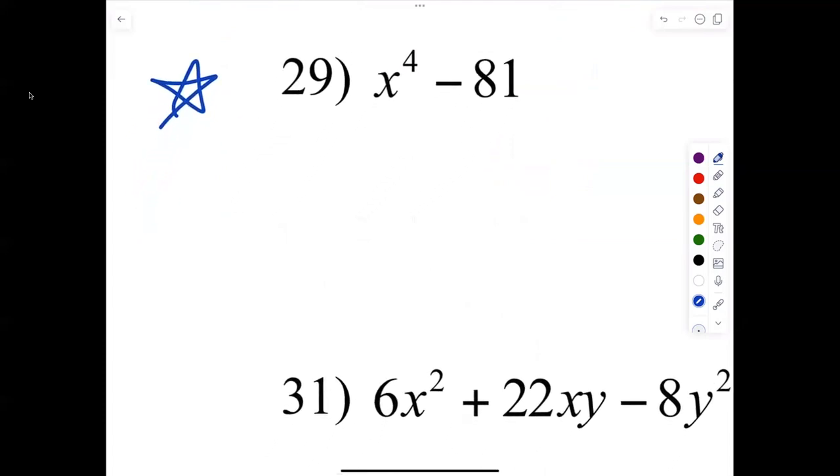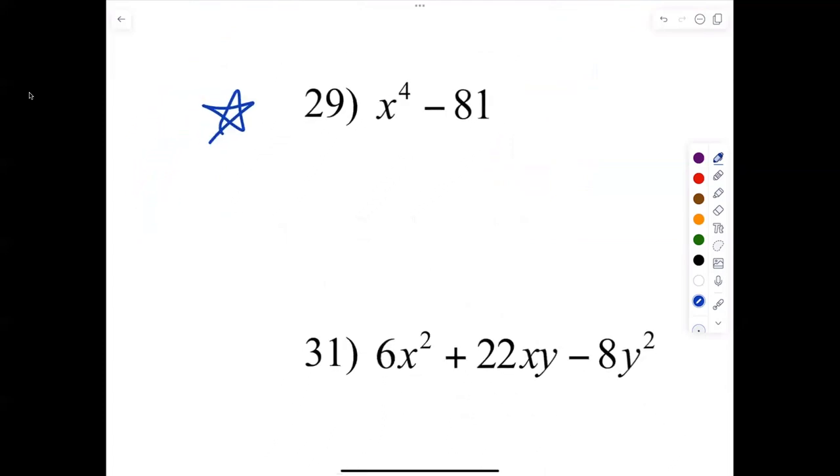All right, that's a new kind. Not really. Let's factor x to the 4th minus 81. For those of you not listening, I'm on 29. Everybody should be able to look at that quickly and say, obviously that's just x squared minus 9 times x squared plus 9.